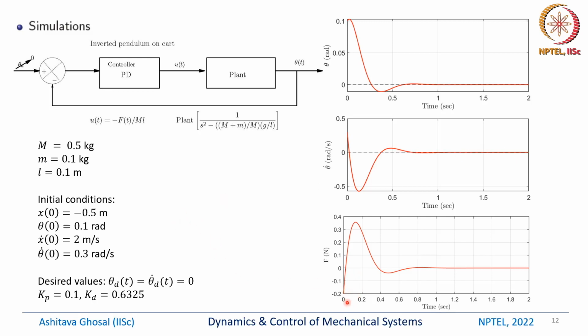And the force is given by this plot, where initially the force is negative. The important thing is initial x dot is positive, but the force is in the same direction as the velocity to maintain theta equals 0. So this is the usefulness of this example, and in the next slide we will look at an implementation of this pendulum on a cart and show you a video.